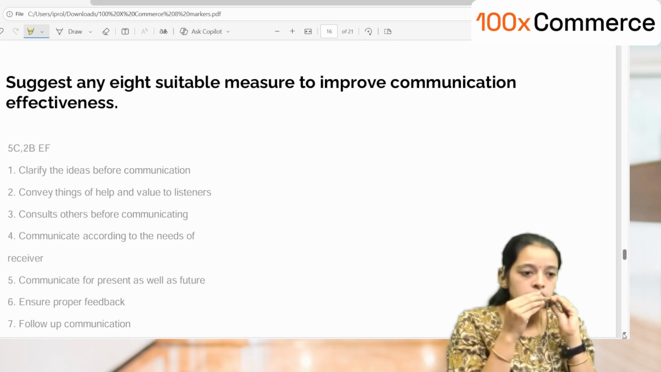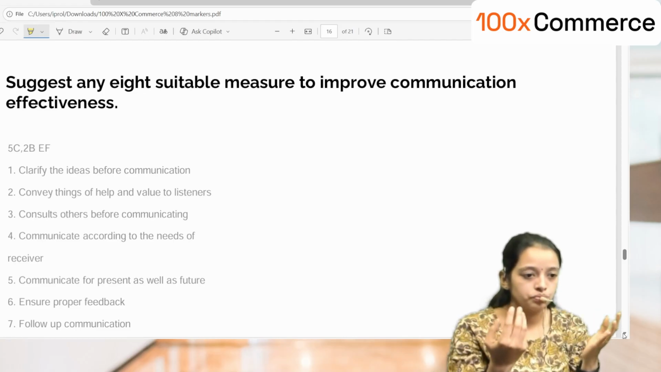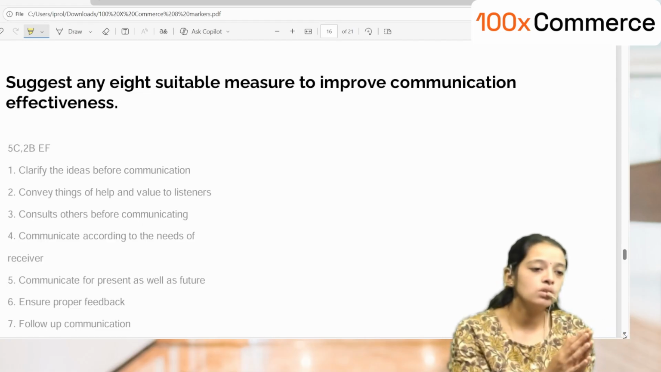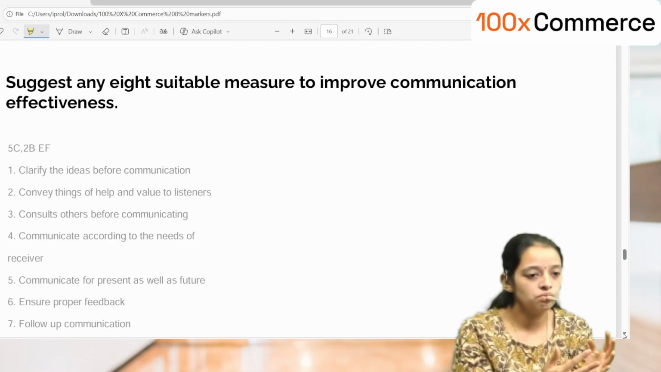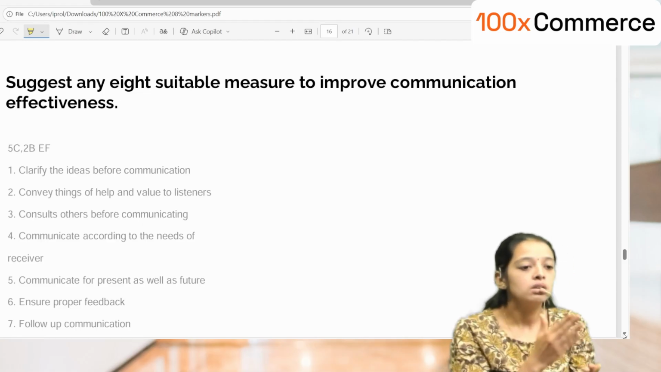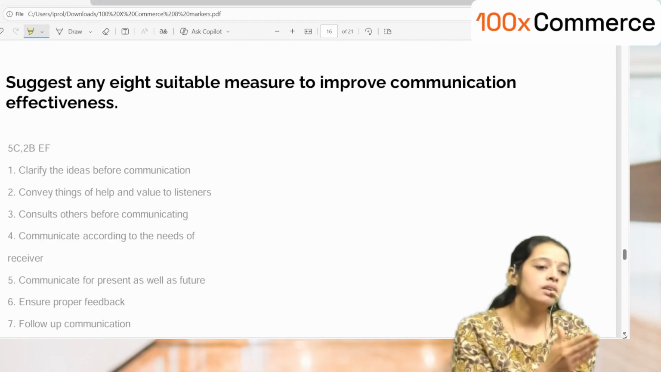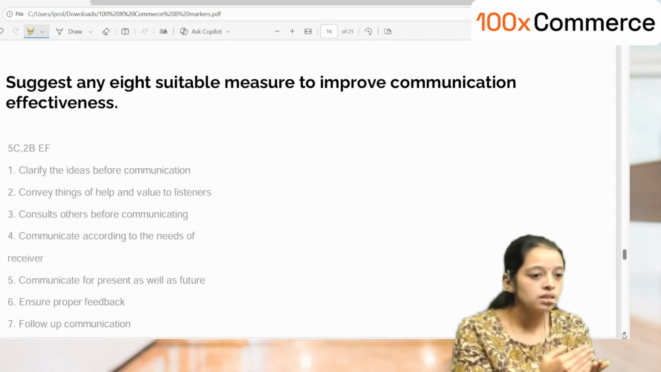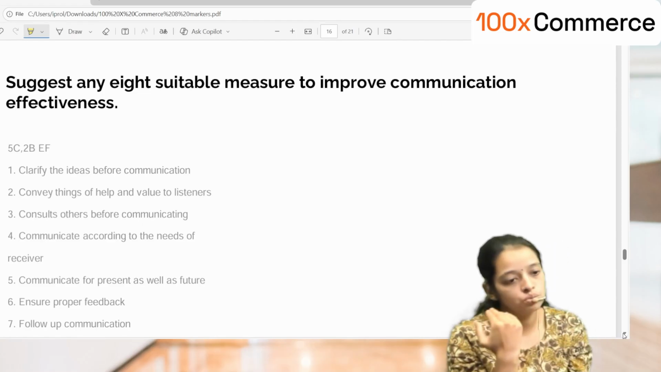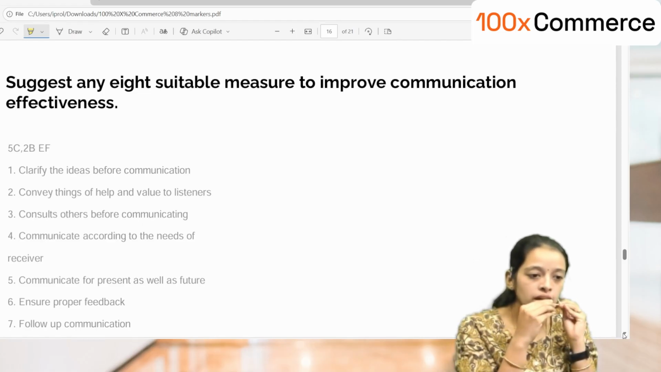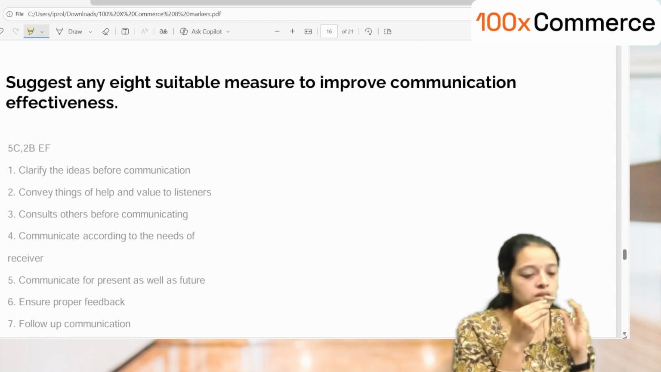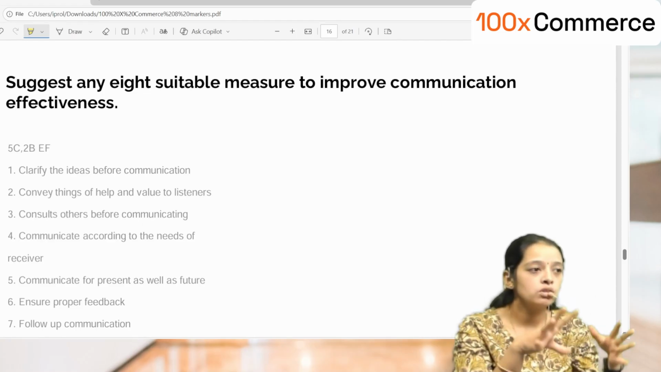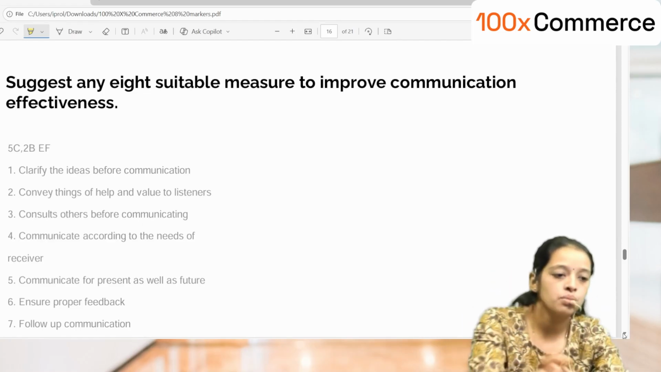Next one is consult before communicating. He has to take the opinion of others before communicating something to someone, so that opinion matters a lot. Then communicate according to the needs of the receiver. Whatever the receiver needs and wants, according to that only the communication has to be done. And communication should be in the present and for the future. It should never be of the past. So we should always think about the present and the future perspectives.